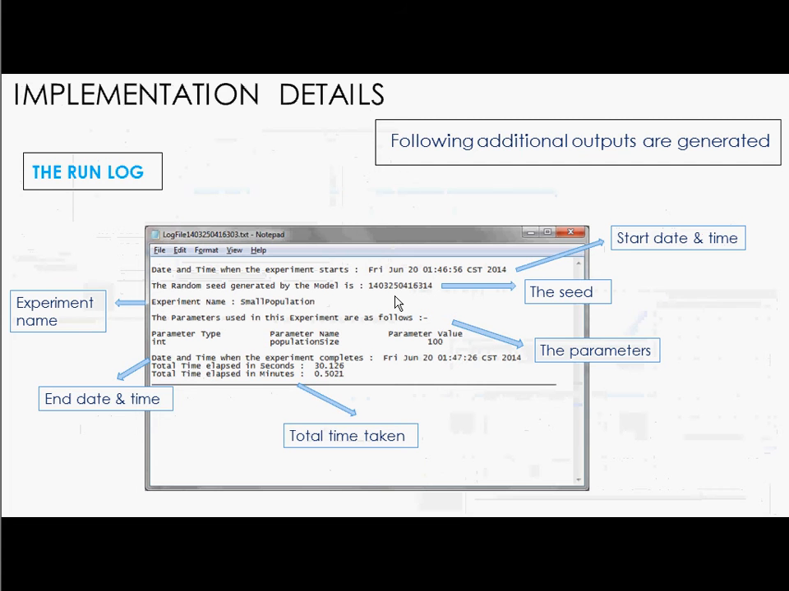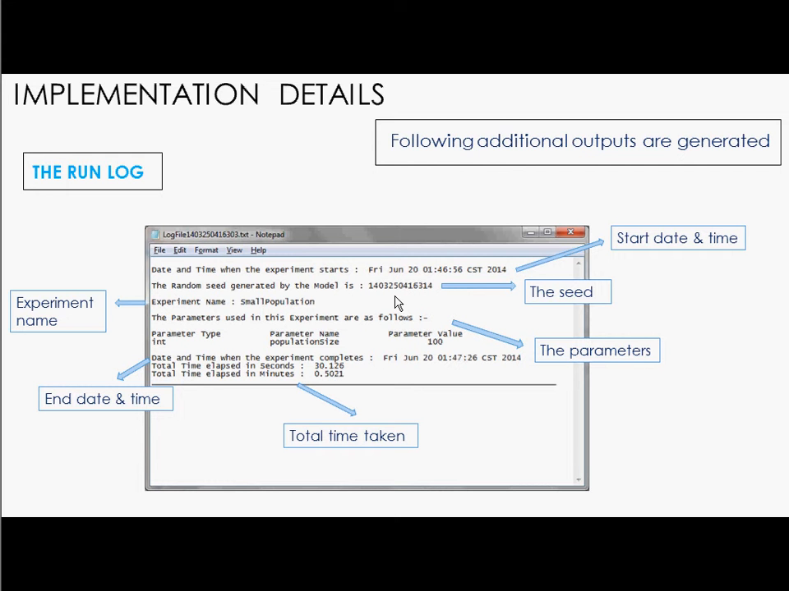And let me now talk in detail about what is contained in each of these files. So first of all, we have the run log. The run log provides us with the summary level details of each execution. By that I mean that it provides us with details like the start date and time, when one started the experiment. It tells us whether a random seed had been generated by the model or whether a fixed seed had been used by the user. It gives us the name of the experiment.